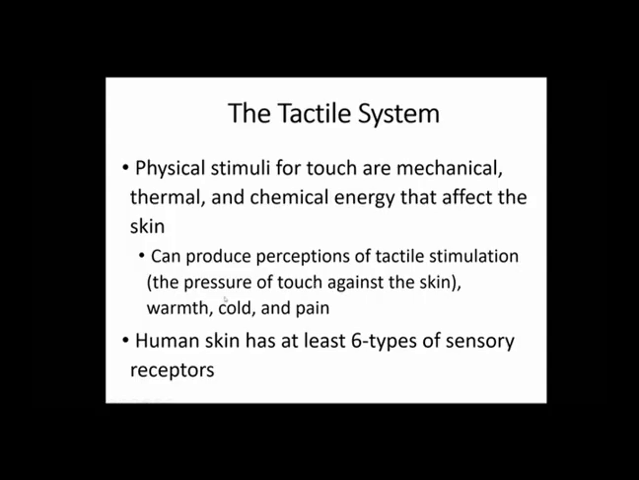So mechanical stuff gives us pressure of touch. Warmth and cold is the thermal stuff. Pain might be chemical. That weird tingling falls under that too. And our skin has at least 6 different types of sensory receptors that let us pick up on all of these different types of sensations.